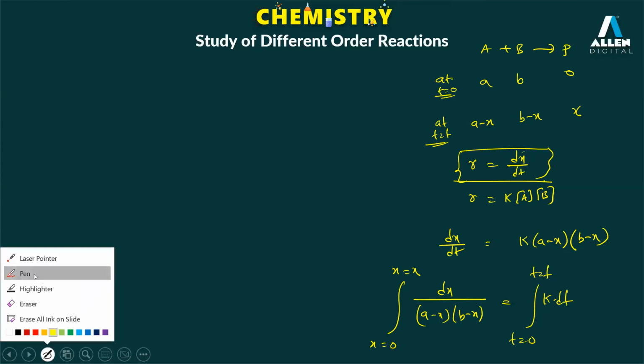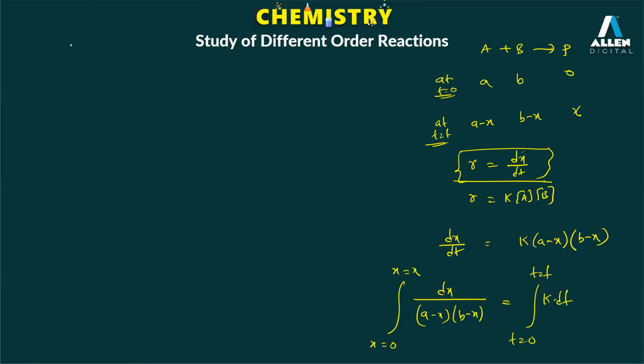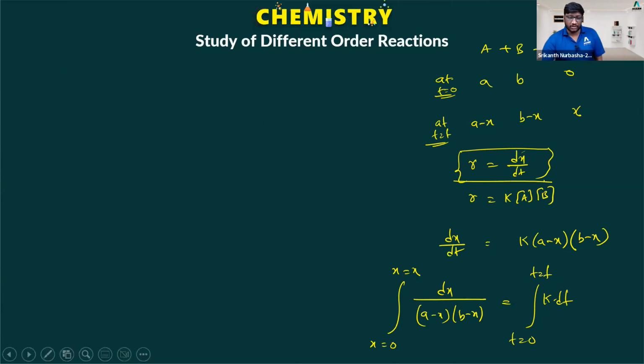Yes. Just how to solve it, Nandana? Integral. Let's say you can divide it by 1 by a minus b outside, and then inside you can do a minus x minus b minus x like that. Very good. So I can just do the partial fractions. Yes or no? Yes, sir.